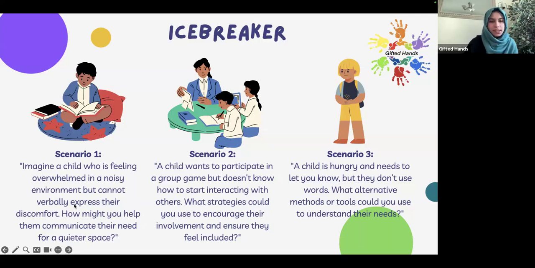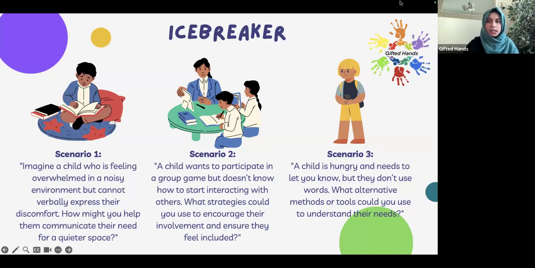for a quieter space? Scenario 2: a child wants to participate in a group game but doesn't know how to start interacting with others. What strategies could you use to encourage their involvement and ensure they feel included? Scenario 3: a child is hungry and needs to let you know, but they don't use words. What alternative methods or tools could you use to understand their needs?